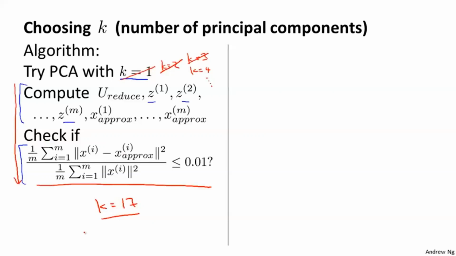But as you can imagine, this procedure seems horribly inefficient. We're trying k equals 1, k equals 2, we're doing all these calculations. Fortunately, when you implement PCA, it actually gives us a quantity that makes it much easier to compute these things as well. Specifically, when you're calling SVD to get these matrices U, S, and V on the covariance matrix sigma, it also gives us back this matrix S.